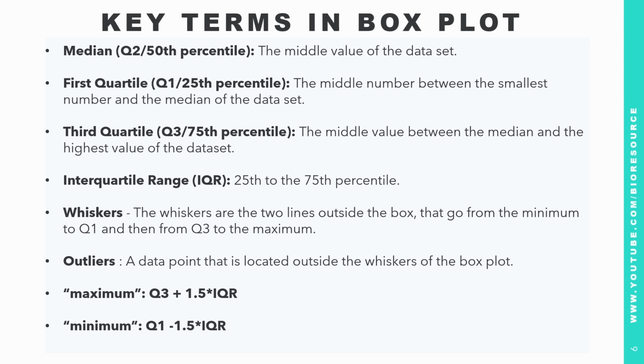And whiskers are those two lines outside the box that go from minimum to Q1 and then Q3 to maximum. And outliers are the data points that are located outside the whiskers of the box plot. And the minimum and maximum are calculated from the IQR.